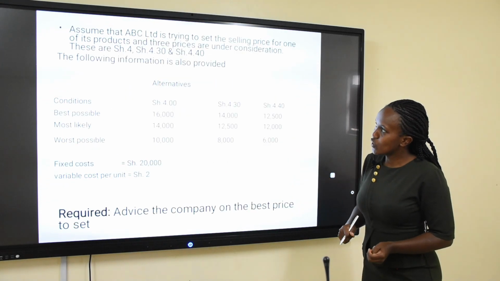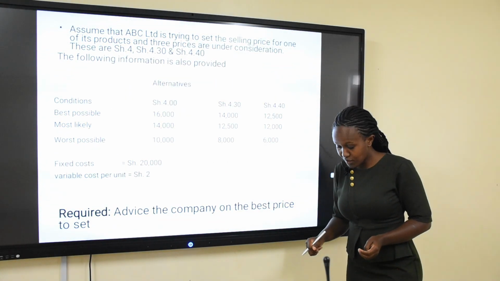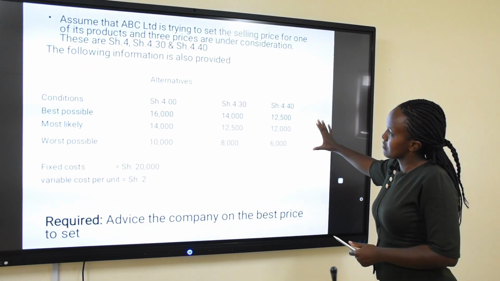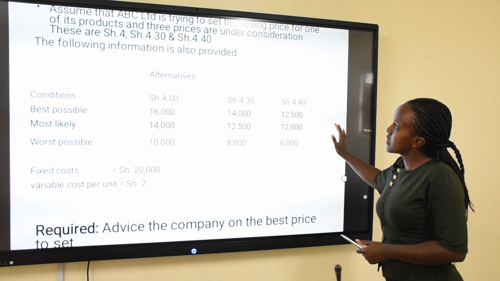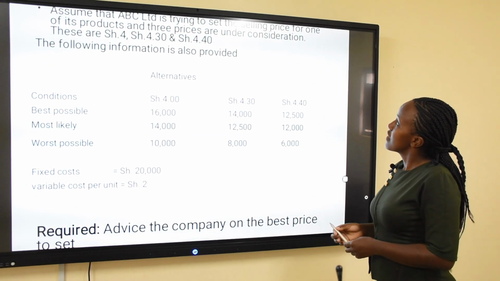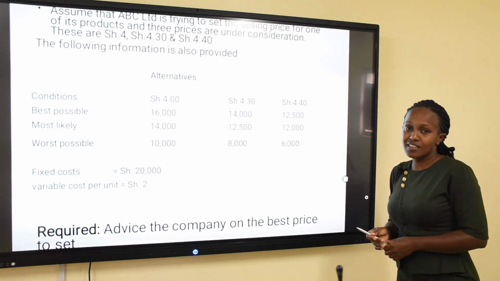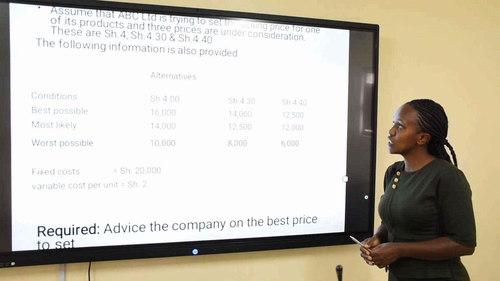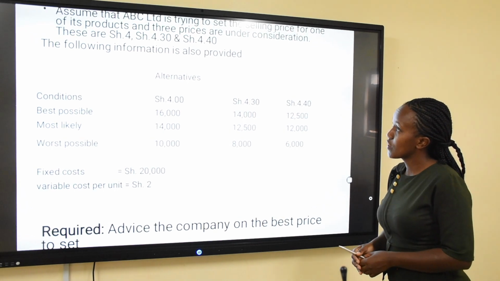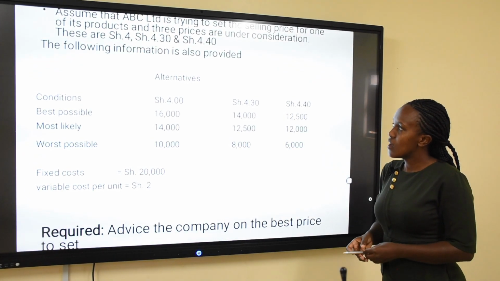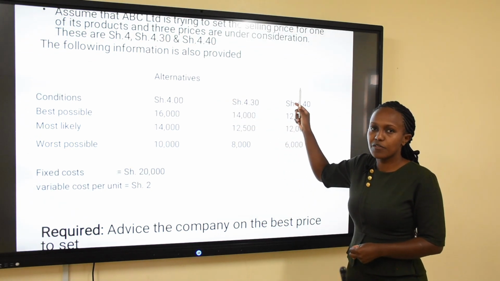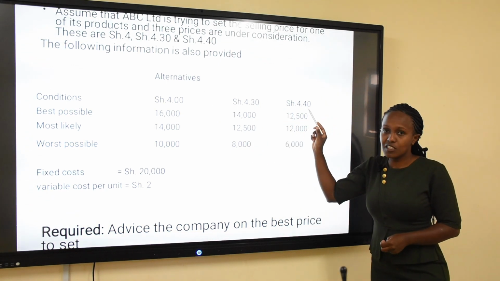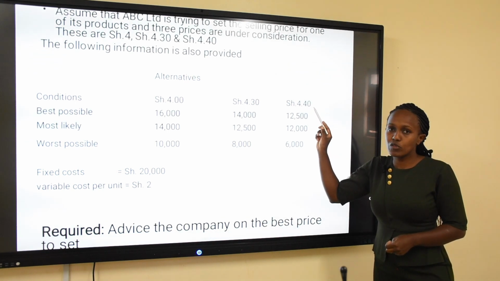To be able to achieve that, we have a question here that we are going to be computing. The question says that ABC Limited is trying to set the selling price for one of its products, and there are 3 prices under consideration: the price of shillings 4, shillings 4.3, and shillings 4.4. The following information is also provided. These are the alternatives, that is the 3 choices we have. We are either setting the price at shillings 4, shillings 4.3, or shillings 4.4. You want to choose among these three.